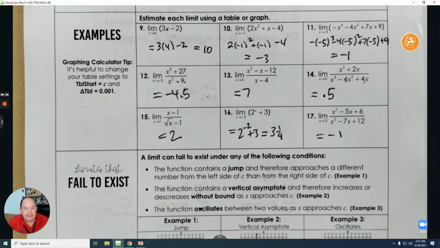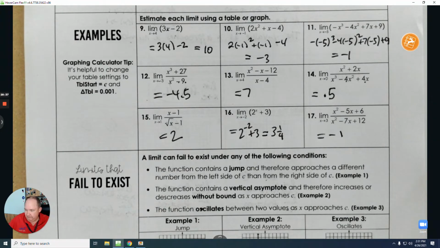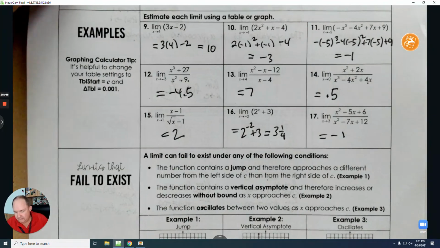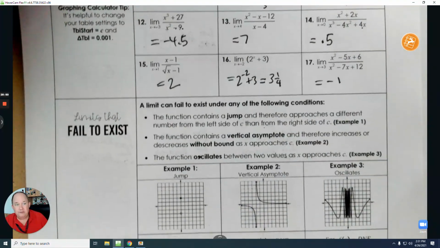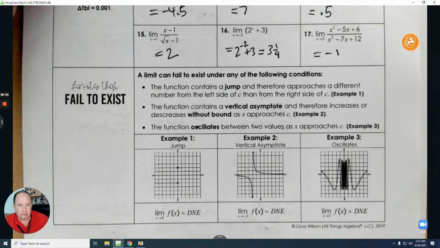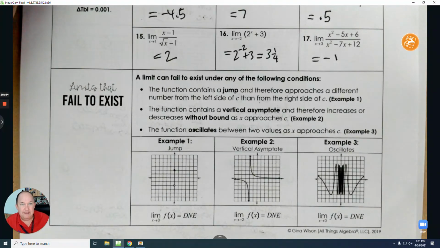So a limit can fail to exist. If you've ever watched the movie Mean Girls, at the end of the movie she's in calculus, and the question is what the value of a limit is. And the answer is does not exist, which wins the whole thing for her high school, if you remember. So a limit may not exist.